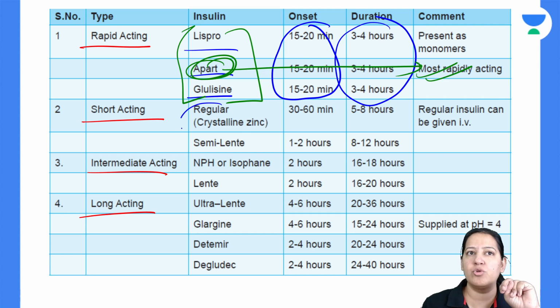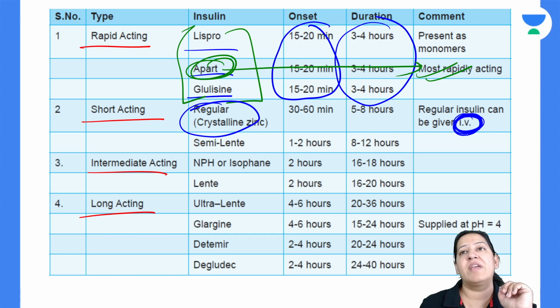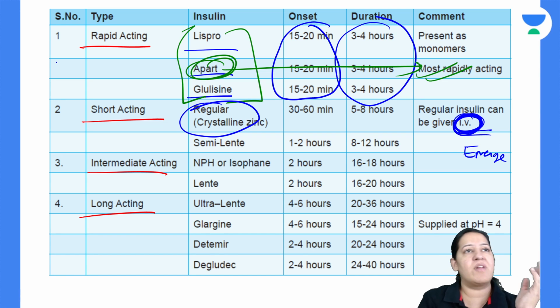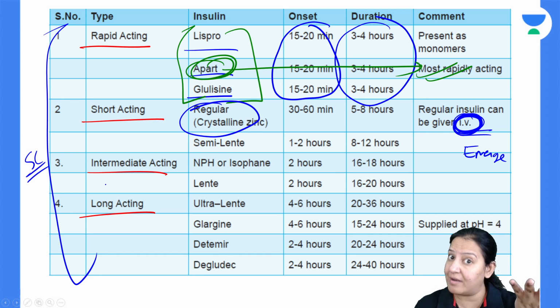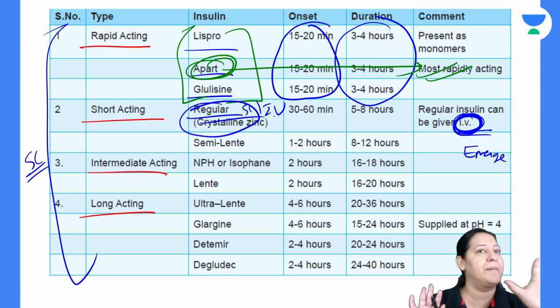In short acting we have one, regular. Okay, it is regular only. Regular can be given IV. It is the only insulin which we can give IV in an emergency. During diabetic ketoacidosis, we have to give insulin via the IV route, not by the subcutaneous route. The rest are all given by the subcutaneous route. Only one insulin can be given IV apart from subcutaneous, right? So this can be given both subcutaneous and IV. An MCQ comes on regular.